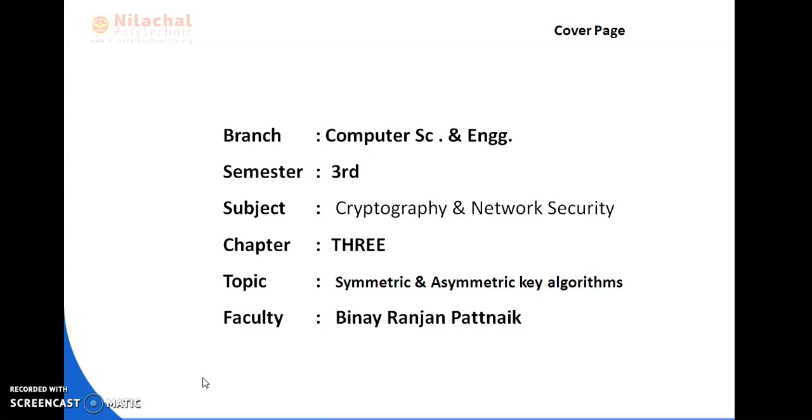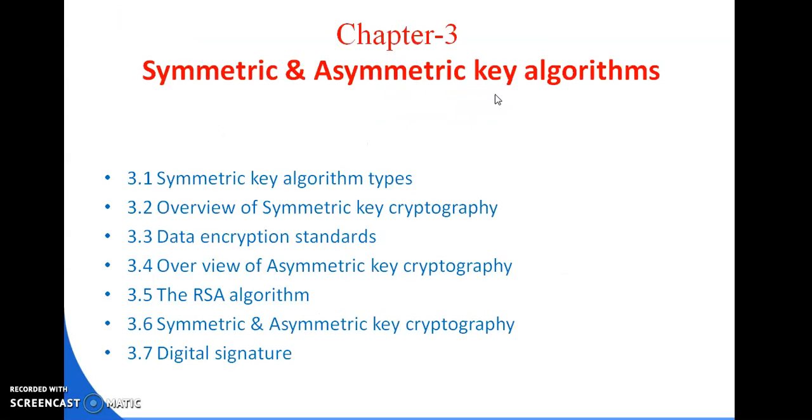Today I am going to discuss the subject cryptography and network security, chapter number 3, symmetric and asymmetric key algorithm. In this chapter, the following articles: symmetric key algorithm types, overview of symmetric key cryptography, data encryption standard, overview of asymmetric key cryptography, the RSA algorithm, symmetric and asymmetric key cryptography, digital signature.